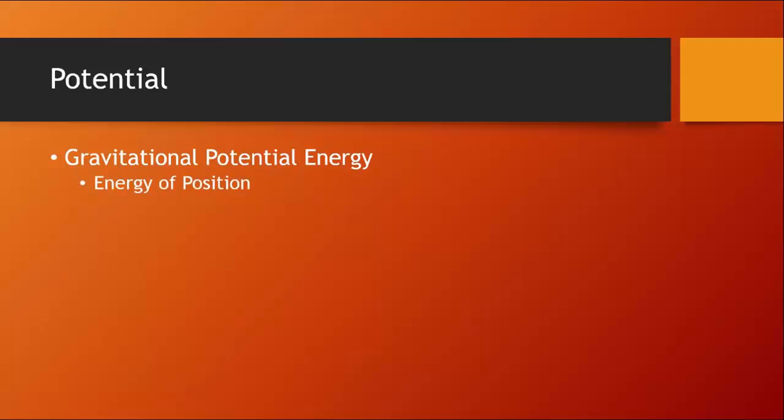This is energy something has because of its position above the ground. The equation for potential energy is the weight of an object times the height of an object. This can also be written as mgh, the mass times the acceleration due to gravity times the height. Once again, let's take a look at the units.